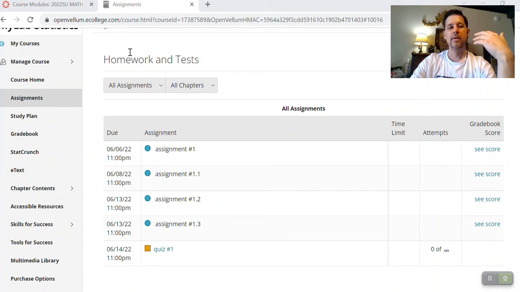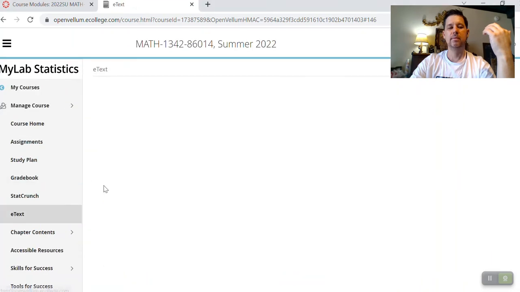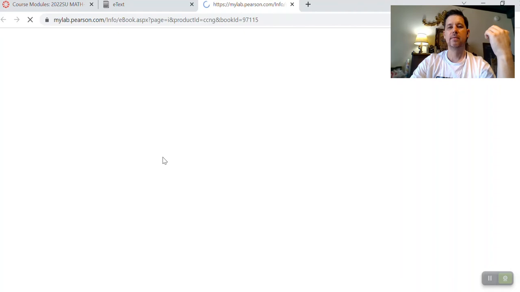Okay, so right now you can see that I'm in my math lab, and here's the typical menu, and I can see the assignments that we have up. And so I go to eText, all right, and it says view the eText.